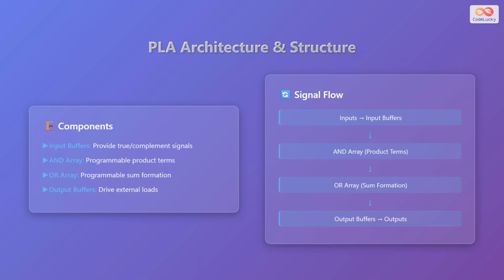The signal flow in a PLA starts with the inputs going through the input buffers. These signals then proceed to the AND array, where the product terms are generated. Next, the product terms move to the OR array for summation. Finally, the results are processed by the output buffers to produce the final outputs.